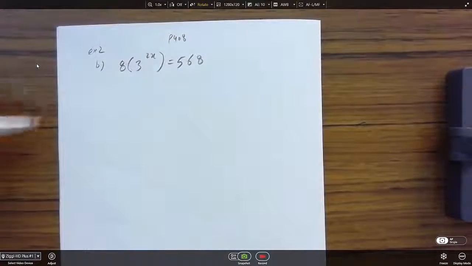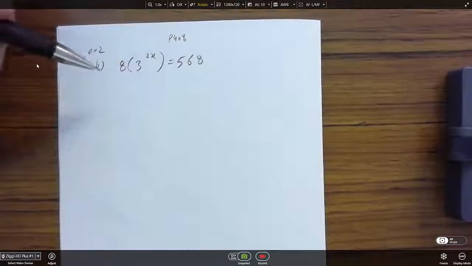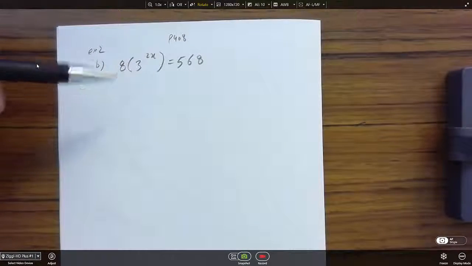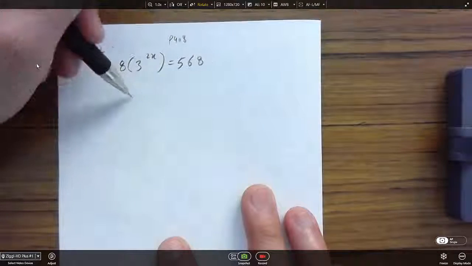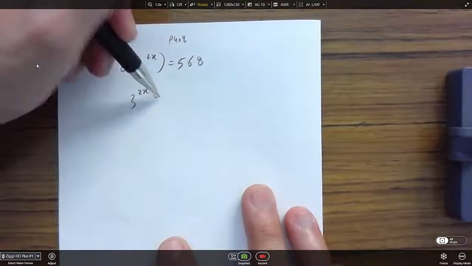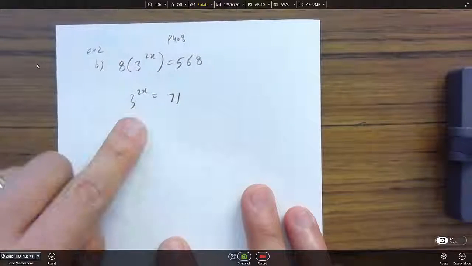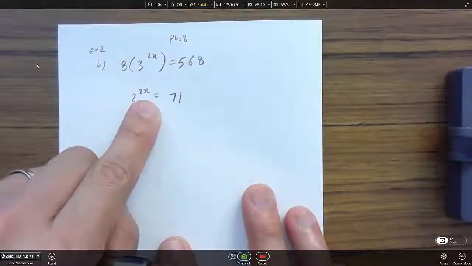Okay, we're continuing on with example 2 on page 408. We have this nice question here. We have a variable in the exponent, which sounds to me like a log problem. Before we do anything, I'd like to clean this up a little bit. I want to divide both sides by 8. So we have 3^(2x) is equal to 568 divided by 8, which is 71. And now the part with the exponents is much cleaner and simpler.